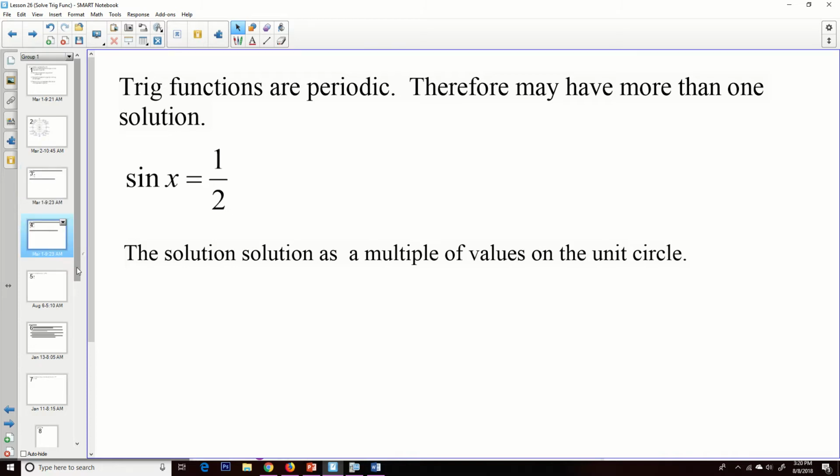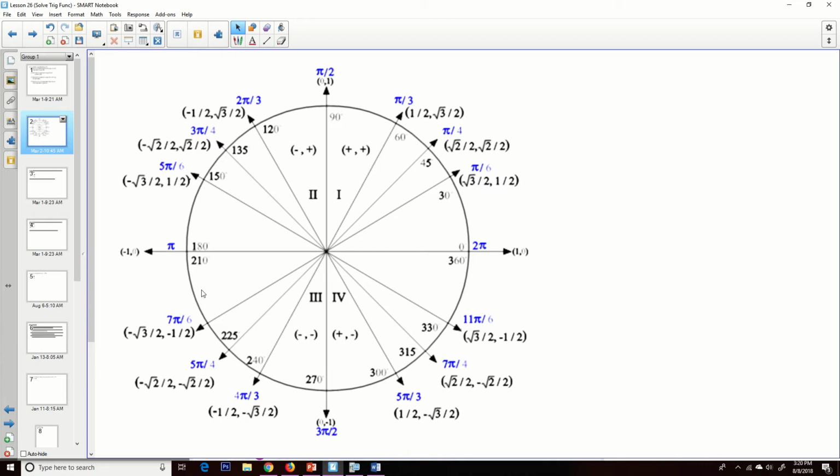We can also say that the solution has multiple values on the unit circle. So if I go back to the unit circle and we just talk about one revolution around the unit circle, remember that sine x or sine theta is equal to the y value. We see that there are two values where we have a y of a half. So just on 0 to 2 pi, not the infinite values, just that one turn around the circle, there are still two solutions.